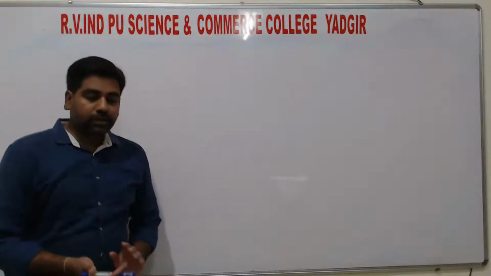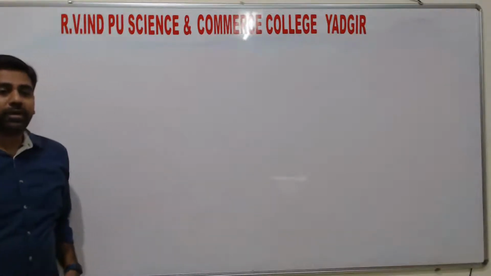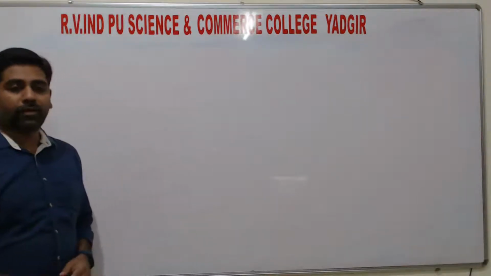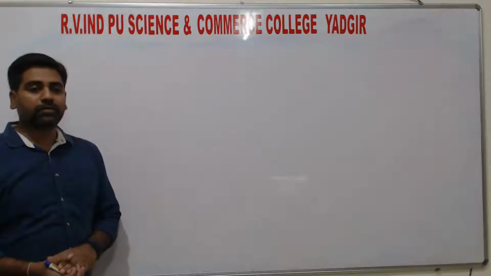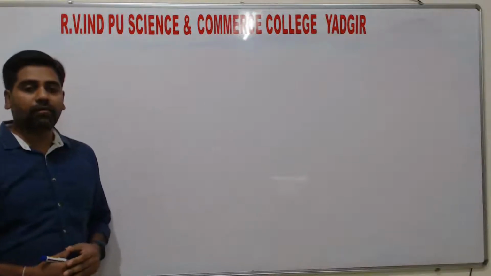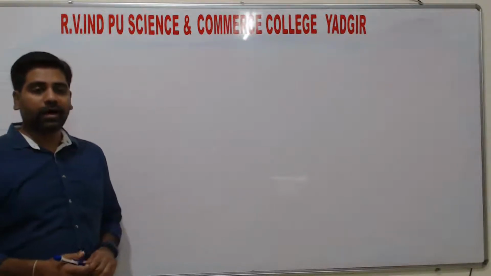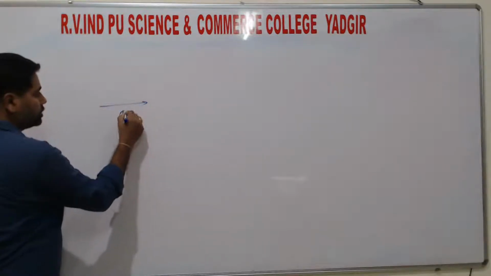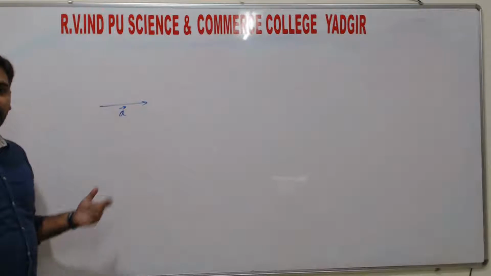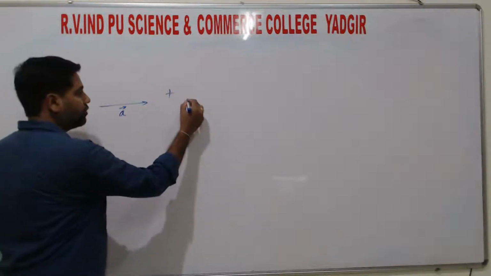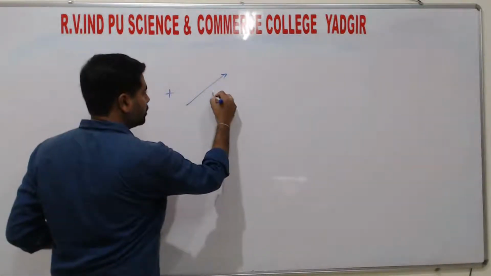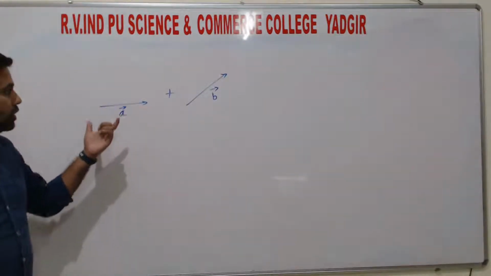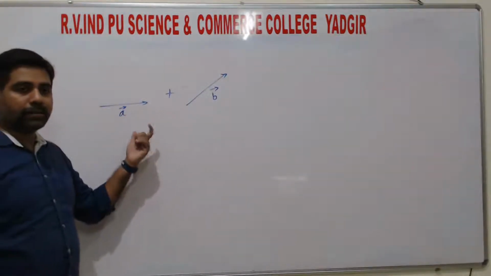Good morning, students. In the last class, we discussed vector algebra, that is, vector addition, by adding two vectors using the triangle law of addition and the parallelogram law of addition. So if we have two vectors, considering this one as vector A, if we add this vector with another vector B, then we can add these two vectors by two methods.